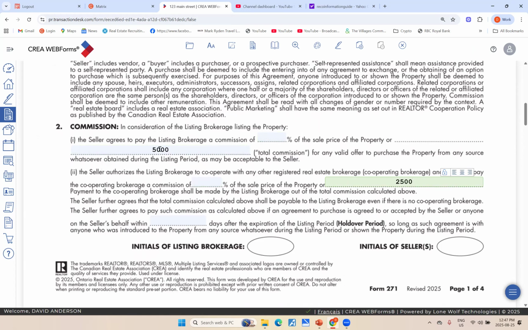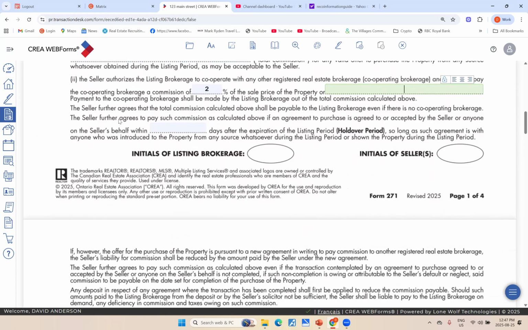So depending on what you put here, it's the total, and here is what you're providing to the cooperating brokerage. So let's get rid of that one and put in 4% here, and put in 2% here. That's what you're giving to co-op. You're keeping 2 for yourself.